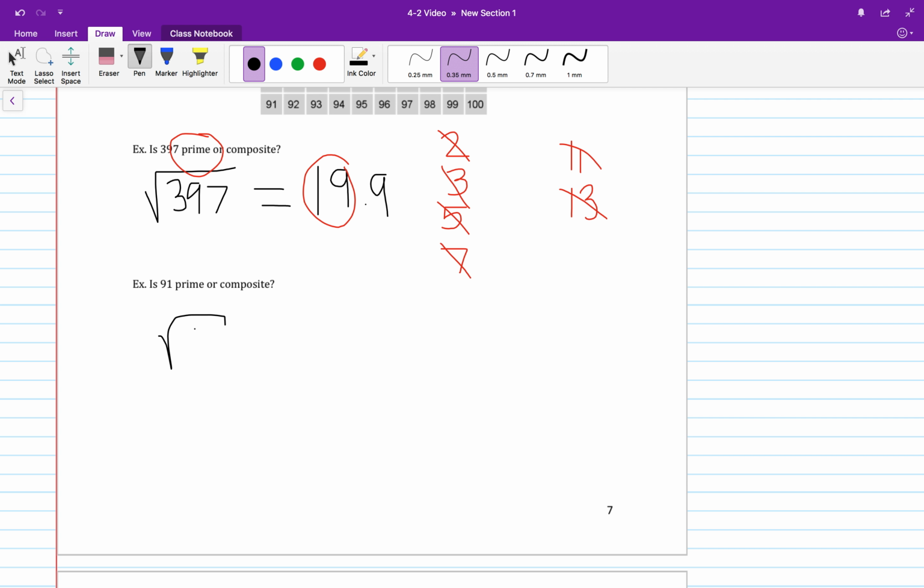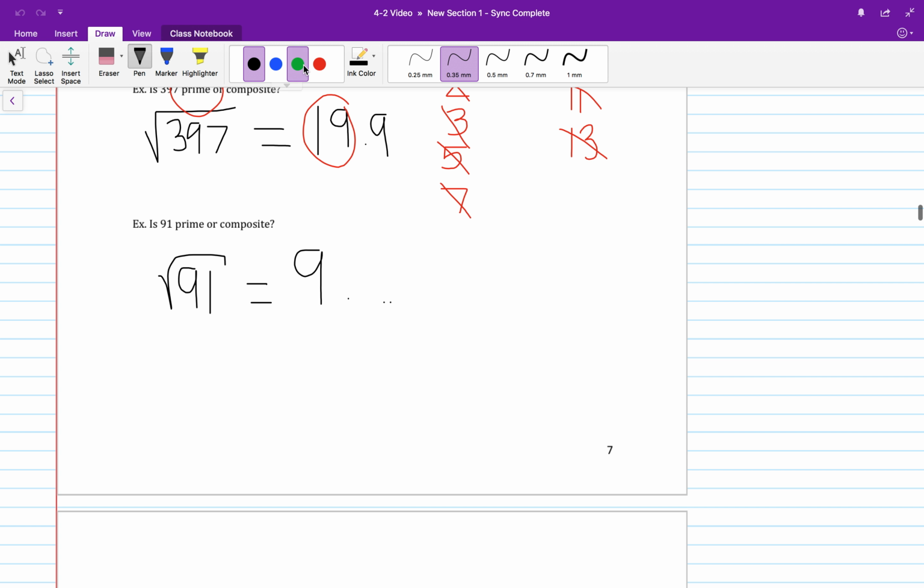All right, so let's see if your work matches mine. I'm going to type in the square root of 91 in my calculator. That gave me 9 point something. We'll talk about the decimals later on, but right now all I care about is this number. So I need to check all the prime numbers up to 9. I'm going to check 2, 3, 5, and 7. That's all I have to check. 9's not prime, so I don't need to check it. I don't need to check 11 because it's bigger.